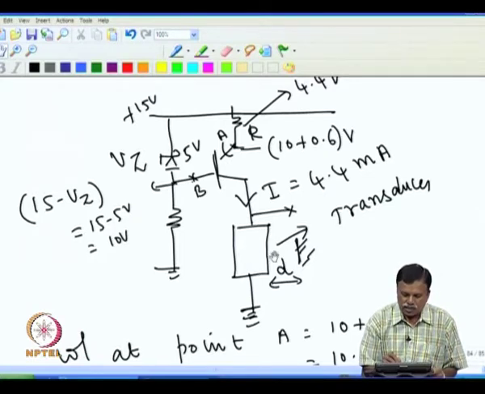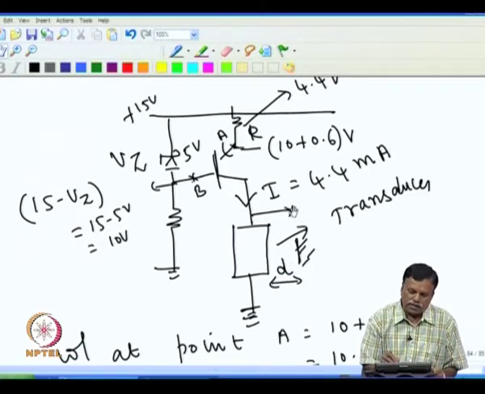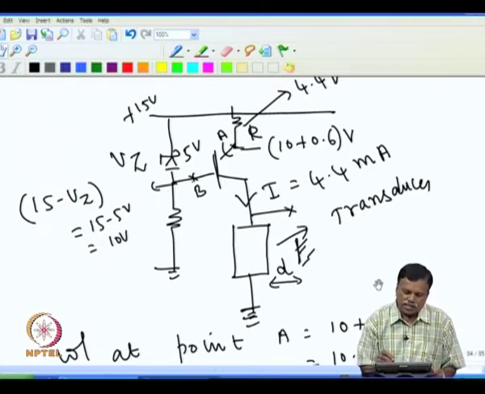So, when D increases, this voltage will increase. When D decreases, this voltage will decrease. But with the temperature, even for a fixed D, this voltage will be changing. So, we want to compensate for that. In this case, that is what happens.